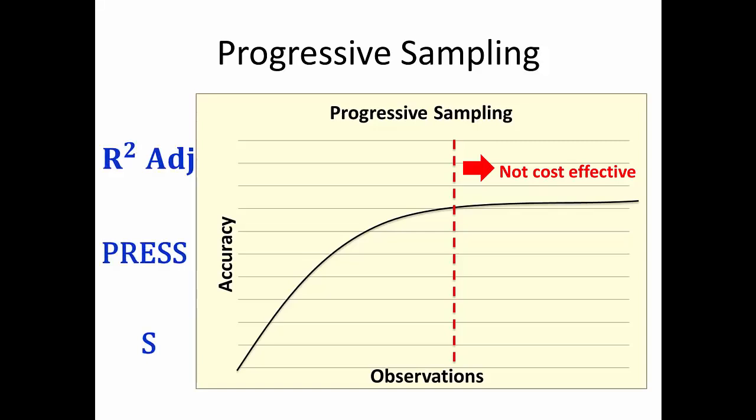Accuracy measures such as R-squared adjusted, PRESS, standard error of the estimate, and much more will be used to plot against the number of observations. R-squared adjusted is a way to measure the amount of variability explained by the model while also taking into account the number of variables in the model. S, which stands for standard error of the estimate, is basically the average of how wrong your model is.